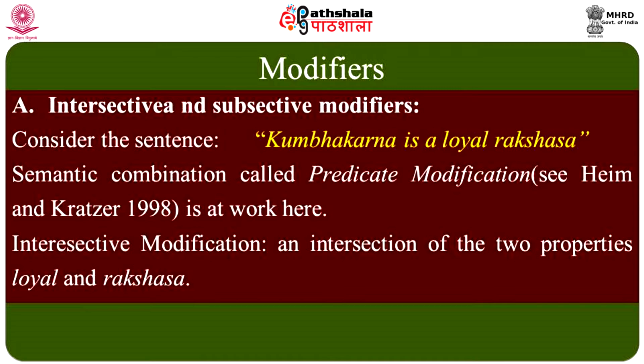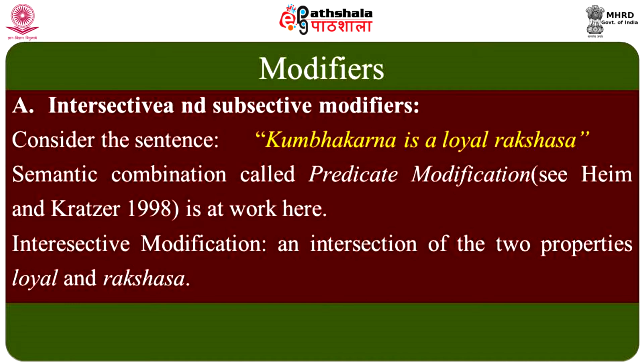Modifiers. Intersective and subsective modifiers. Another basic semantic relation besides predicate saturation is that of modification. In the sentence, Kumbhakarna is a loyal Rakshasa, the phrase loyal Rakshasa is a complex predicate formed from the two simpler predicates loyal and Rakshasa that we saw earlier. How do the two properties come together to form another predicate? Neither one can saturate the other. A completely new process of semantic combination called predicate modification is at work here.